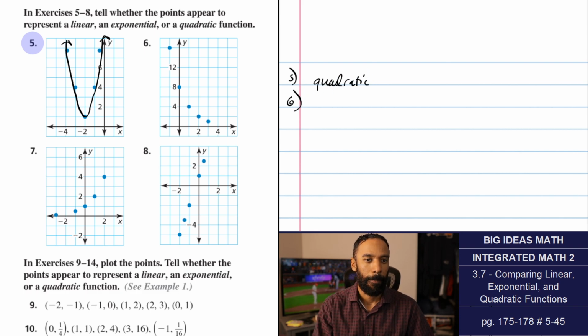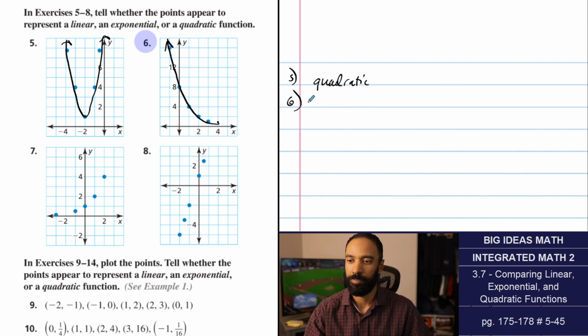Number 6 has an exponential set. Given the points that we have, it appears exponential. Is there a case that it could possibly be quadratic? Yeah, maybe. But we don't see anything like that. They're not showing any of that behavior. I'm assuming these values are dividing by 2 each time. That's something that an exponential would do, and a quadratic would not. That one's exponential.